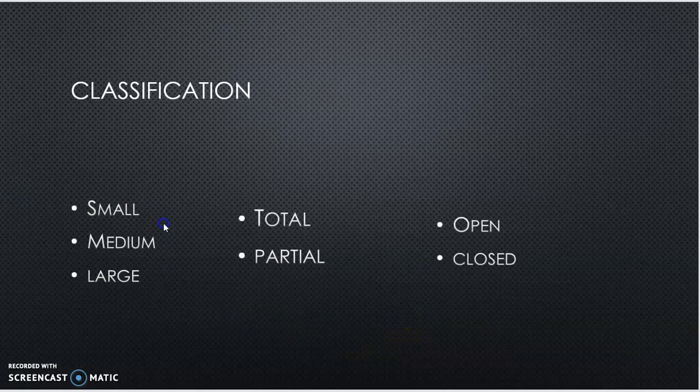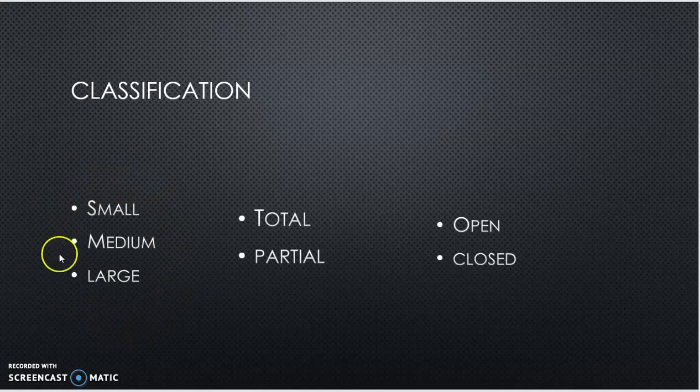Now there are basically three classification systems: small, medium and large, then total and partial, and open and closed. So what is the meaning of it? The first classification system, small, medium and large, is based on the degree of prefabrication. Meaning, in the entire structure, how many units are prefabricated?